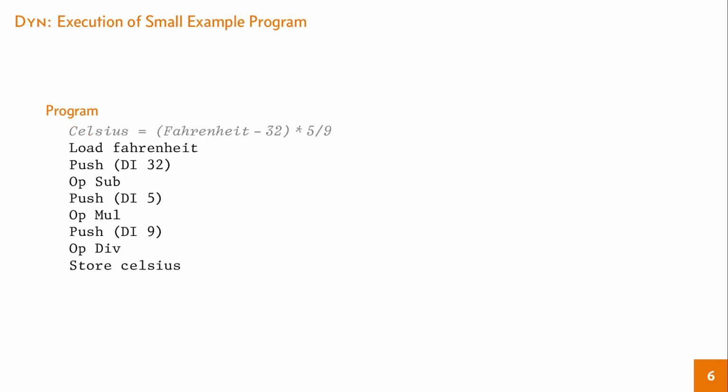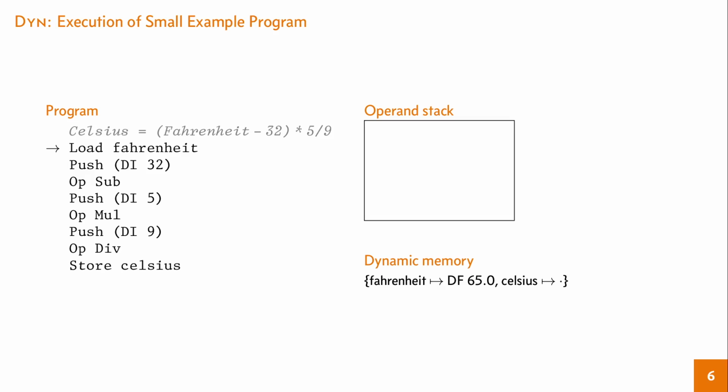To get a better understanding, let us consider the execution of this small example program that performs a conversion of Fahrenheit to Celsius. At the beginning, the operand stack is empty. When the virtual machine executes the load instruction, it fetches the number 65 from dynamic memory and pushes it onto the stack. Notice the constructor keeping track that it is a floating point number. The next instruction pushes the integer 32. Here, we see that it is an integer.